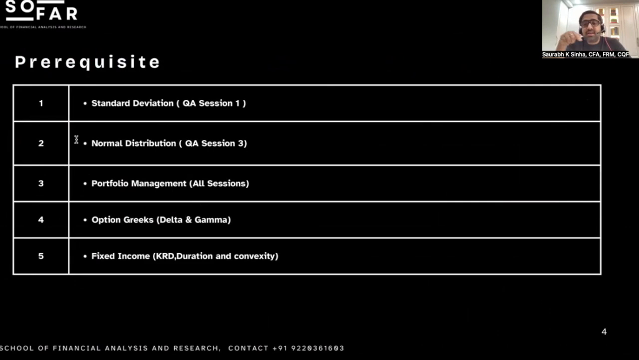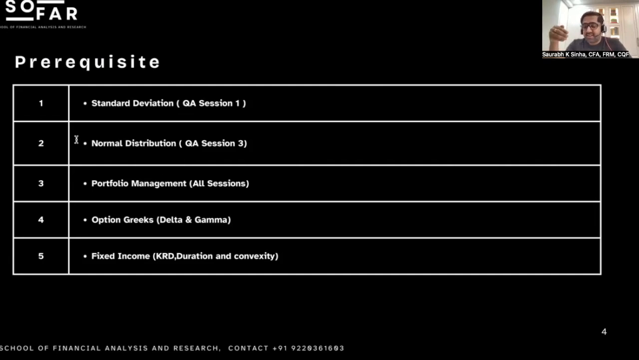You can see the screen. It says prerequisite. Can you see the screen which says prerequisites? Okay, perfect. Because you cannot understand the calculation of VaR if you have not studied what is written: standard deviation, normal distribution, portfolio management, option Greeks, fixed income.